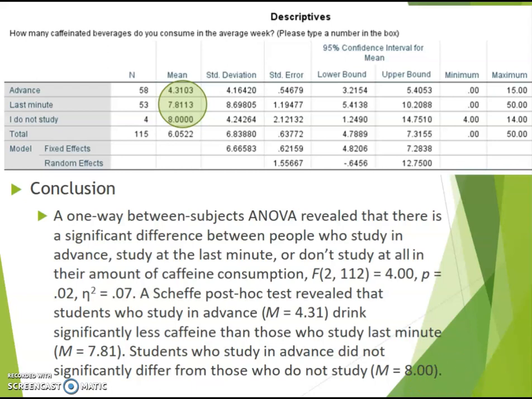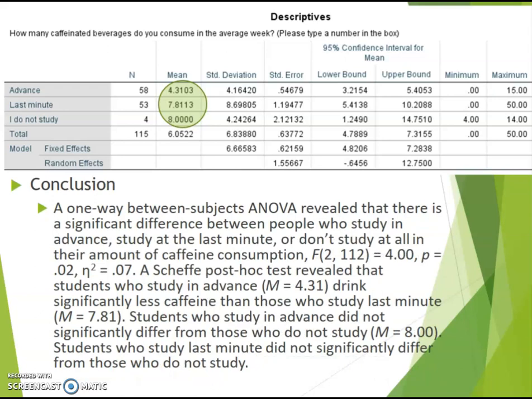Our post-hoc test found that those two did not significantly differ, and then the same thing went for the third pairwise comparison. We found that students who study at the last minute did not significantly differ from those who do not study. So I don't actually need any means in this sentence since I reported the means for each of those three groups already. So that is how we'll finish off that conclusion there.